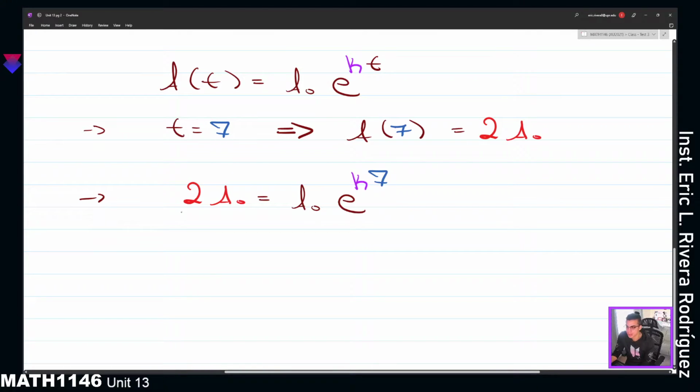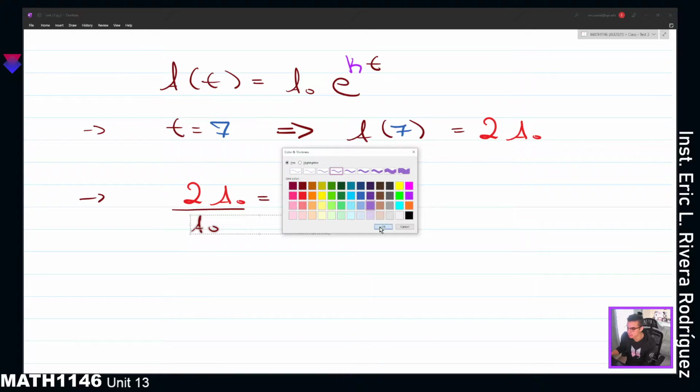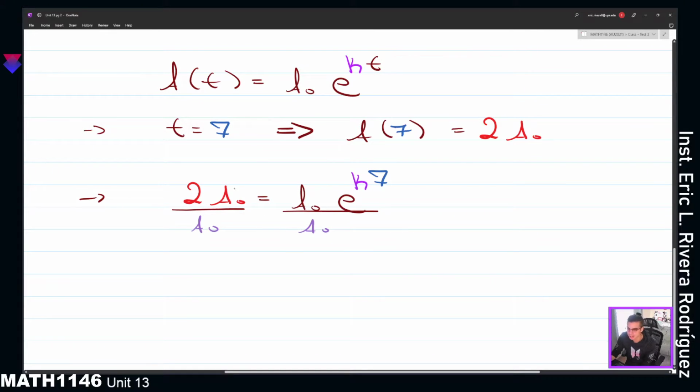All right. So look what happened here. I have on both sides of the equation the factor a sub 0. So that means I can cancel them by just dividing both sides by a sub 0. If I divide both sides by a sub 0, I will be canceling that factor. And look what I got now.